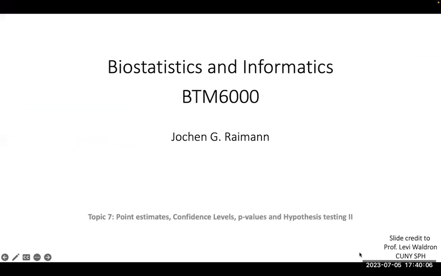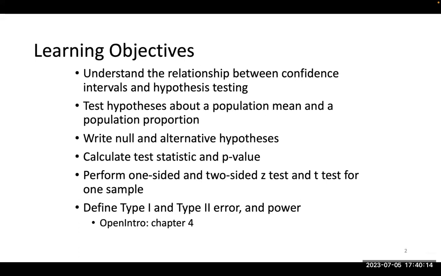Okay, so we're continuing today with point estimates, confidence levels, p-values, and hypothesis testing, part 2 of hypothesis testing. We are reviewing today what confidence intervals are. We will talk about hypothesis testing and how confidence intervals fit into hypothesis testing. We test hypotheses about population means and population proportions. We write null and alternative hypotheses. We calculate the test statistics and p-value. We do one-sided and two-sided z-tests and t-tests for one sample. We're also going to do t-tests for two samples.